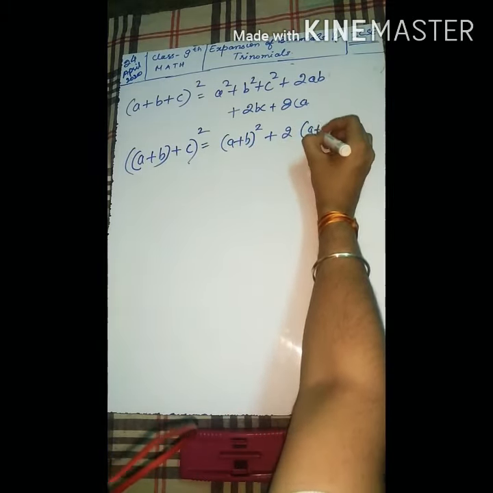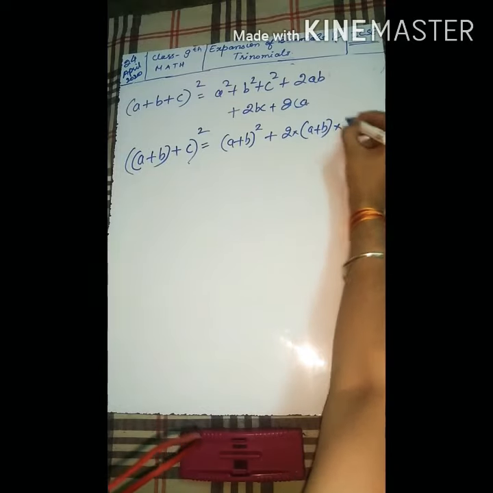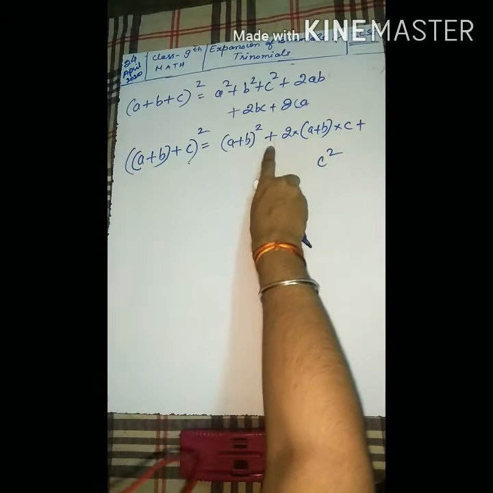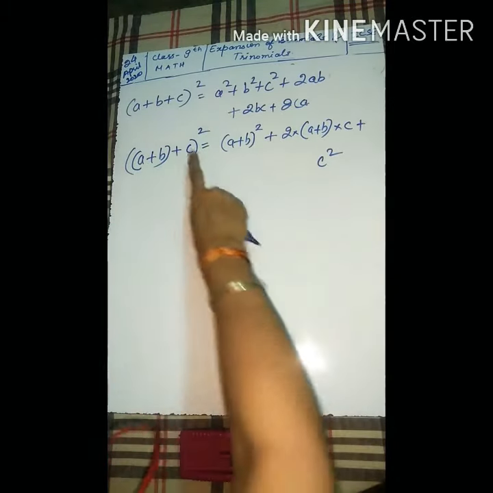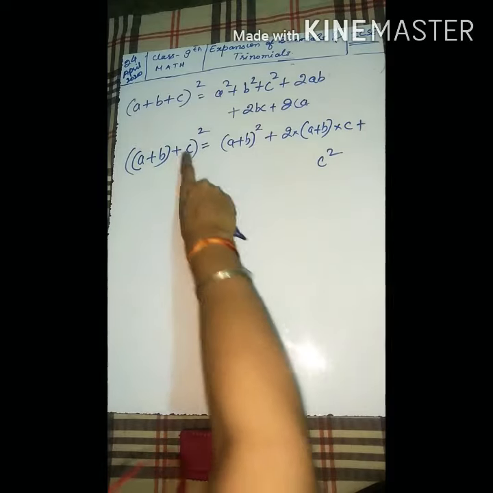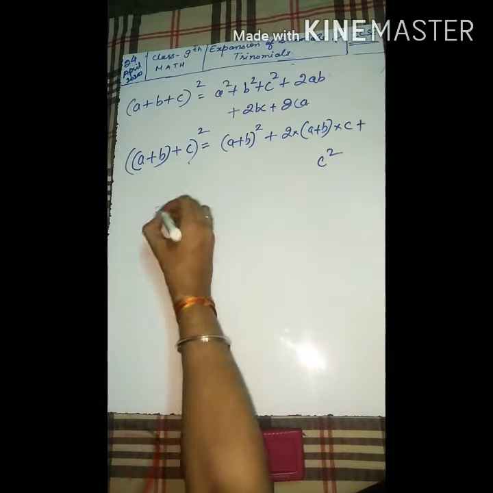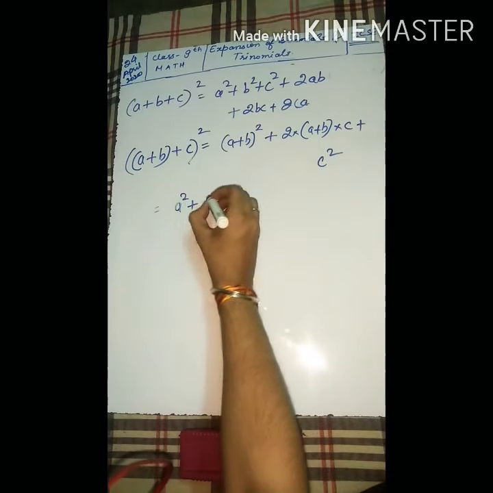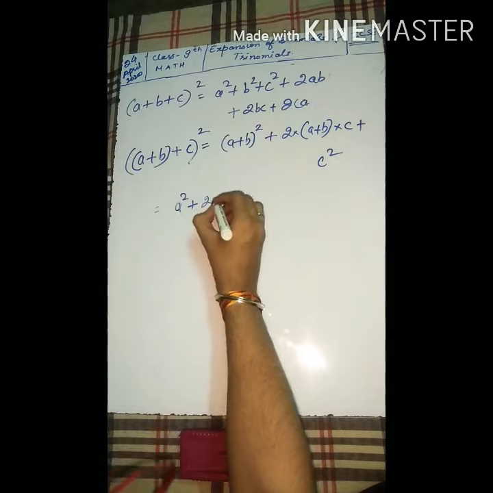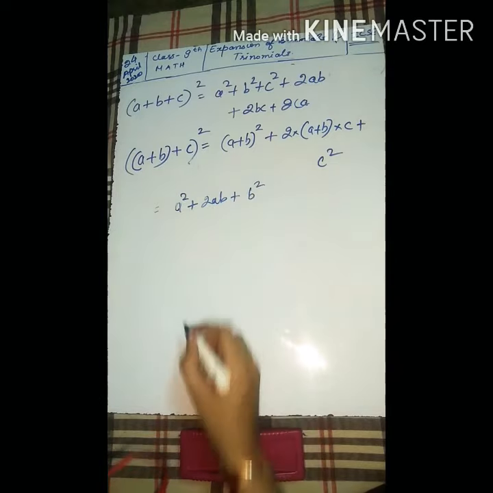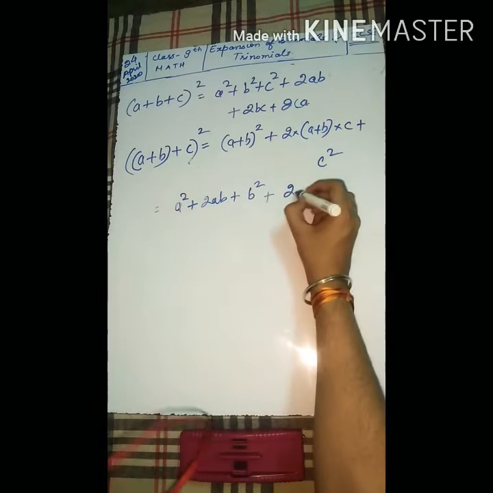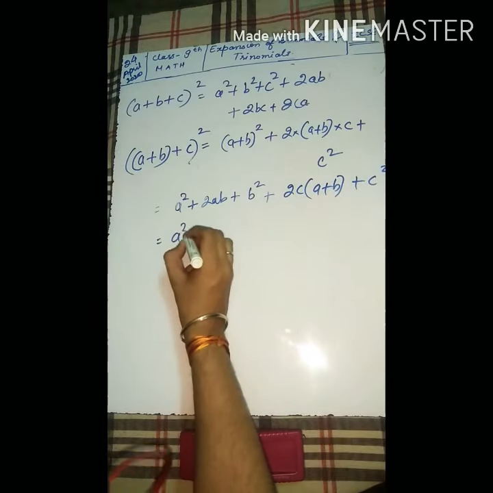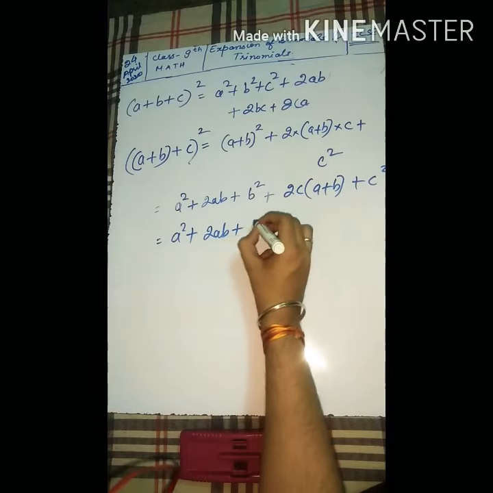2, this is ab plus b square. See, this is our a square plus 2ab plus b square, which is c square. Now again what you can do is the (a plus b) whole square identity says a square plus 2ab plus b square. Here this is 2c bracket a plus b, plus c square. Now a square plus 2ab plus b square.